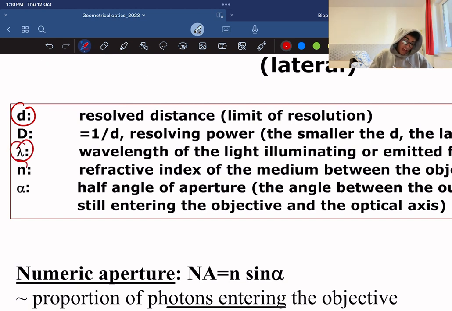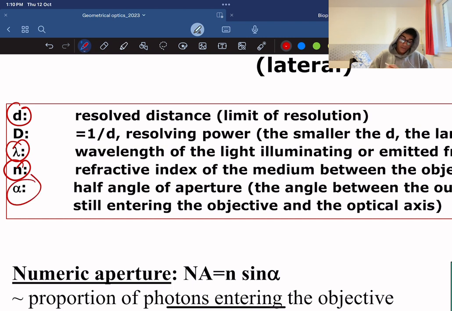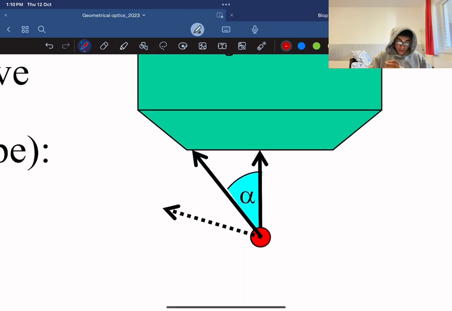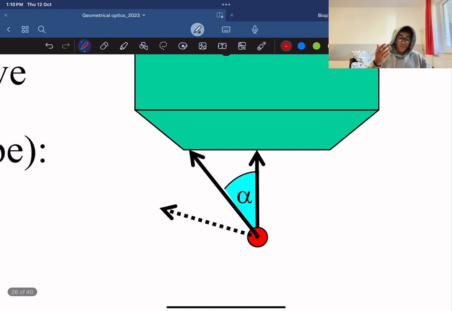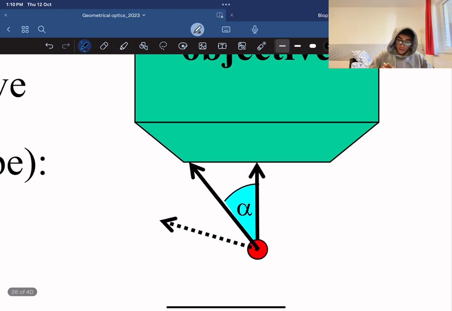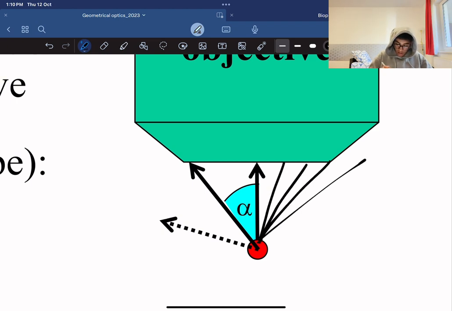Wavelength, of course, n you learned, half angle of aperture. This is something we don't know yet. Let me explain this. See, this is a photon emitting rays, or photons passing through a particle or something like that. You take rays, they're going to go from here like that, like that, like that.